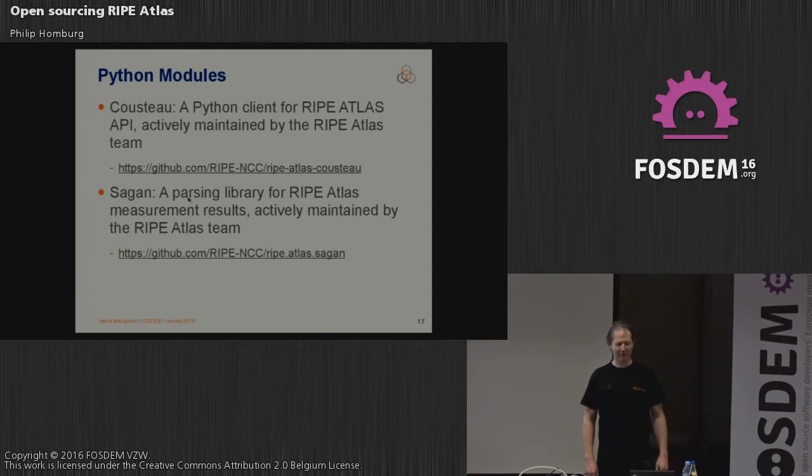And then we got into another new situation. One of our programmers wrote Cousteau, which is a very simple library to use the Atlas API. And that was mostly dormant for a long time. We used it internally a bit. Nobody really picked that up.